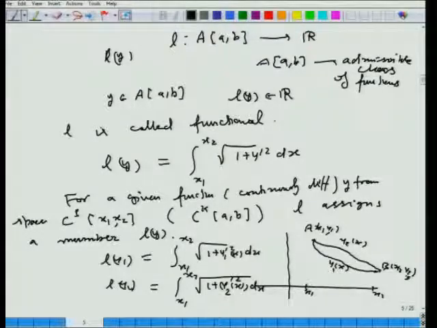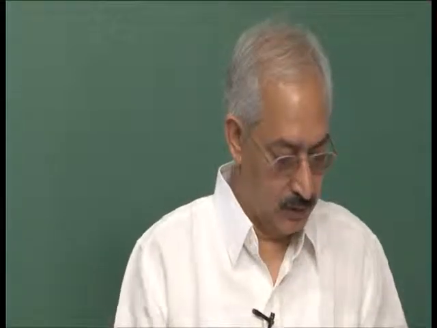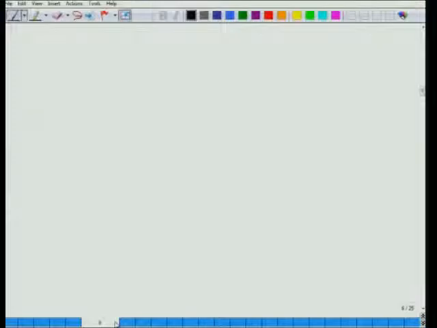Now we want to find that y for which we get the least number, which will be the least length of the curve joining these 2 points A to B. We know the answer that it has to be a straight line joining these 2 points, but how do we prove that? So that will be a problem of calculus of variations. Before going into the calculus of variations, we need to develop certain tools for that. Similarly, we will have higher order cases.